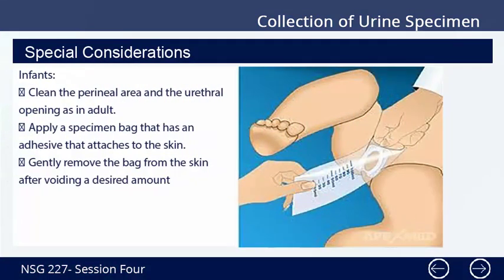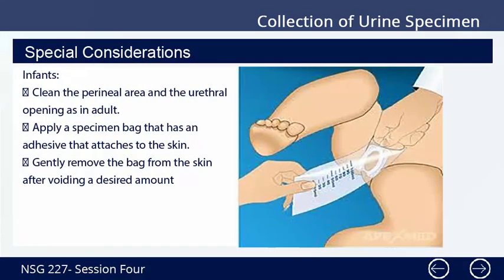Special considerations. Infants. 1. Clean the perineal area and the urethral opening as in adults. 2. Apply a specimen bag that has an adhesive that attaches to the skin. 3. Gently remove the bag from the skin after voiding a desired amount.